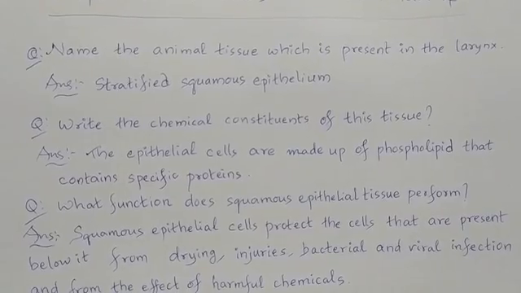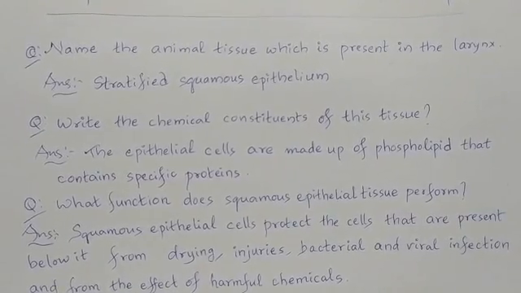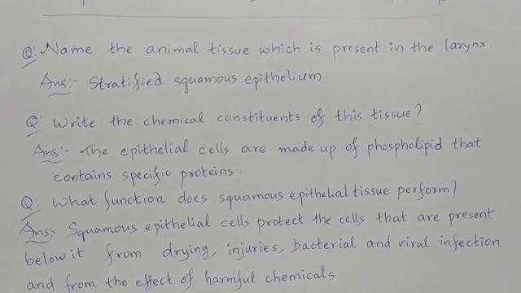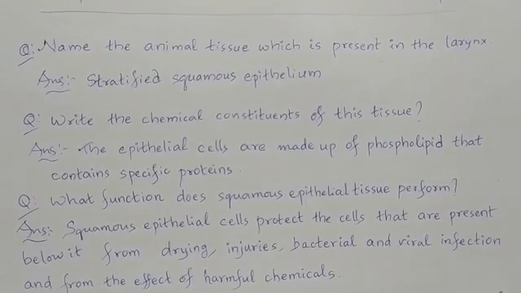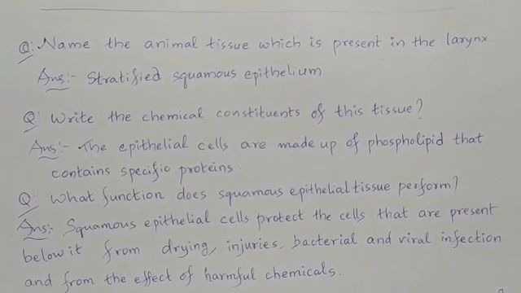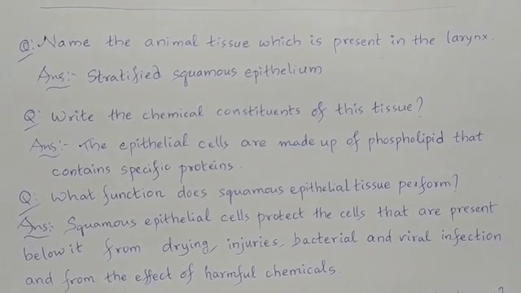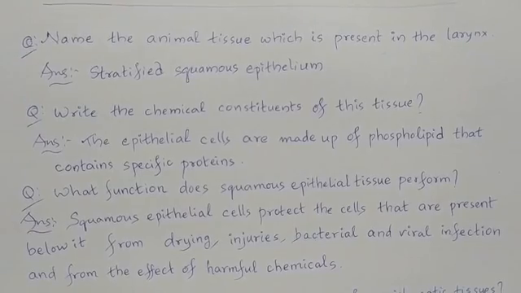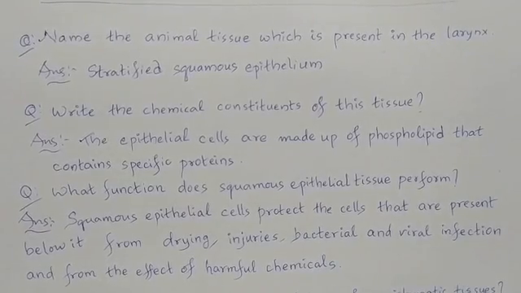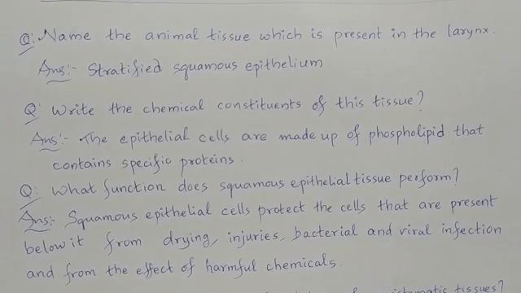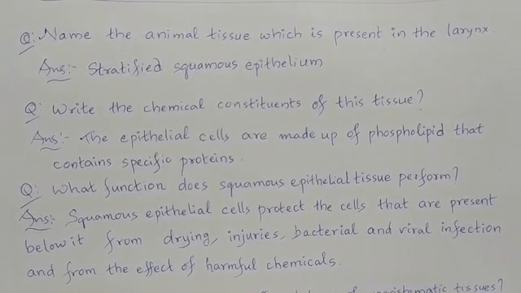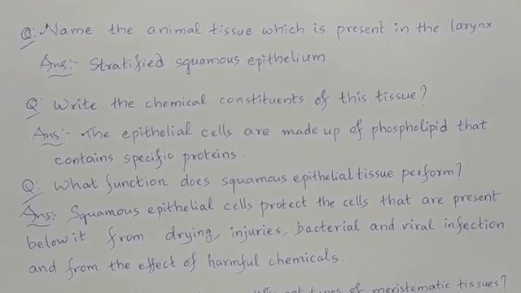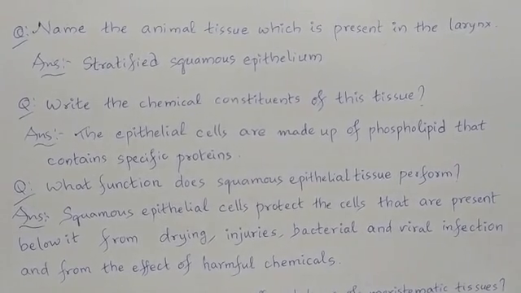What function does squamous epithelial tissue perform? Squamous epithelial tissue cells protect the cells that are present below this epithelial tissue from drying, from injuries, from bacterial and viral infections, and from the effect of harmful chemicals.